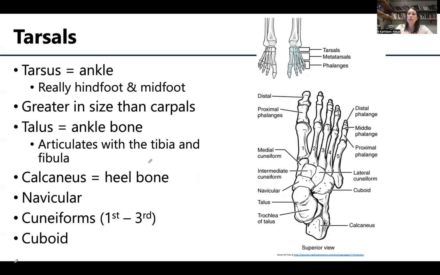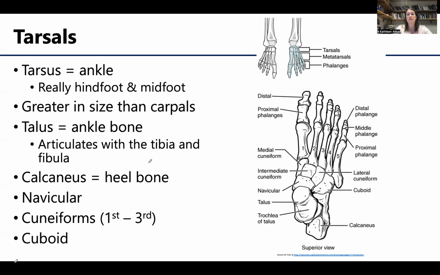Okay, now we're moving into the ankle region as well as the foot. The tarsal bones are similar in number to the carpal bones. So there are 7 tarsal bones on each side, whereas there were 8 carpal bones. But there's some fairly big differences here. The tarsal bones are going to be quite a bit larger than what we had with the carpal bones.